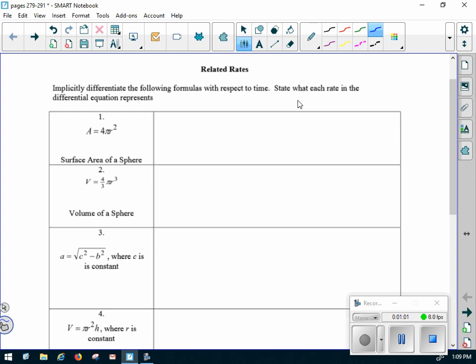All right, so here's how it works. A equals 4 pi r squared. Now 4 pi is a constant, right? So you're going to treat it just like a number. The derivative of the left side, A, with respect to time is dA/dt. And then notice on the right side we have 4 pi times r squared. That gives 8 pi r dr/dt.